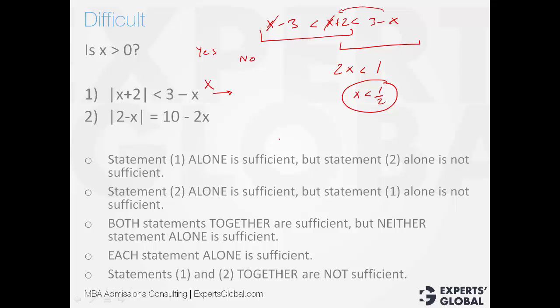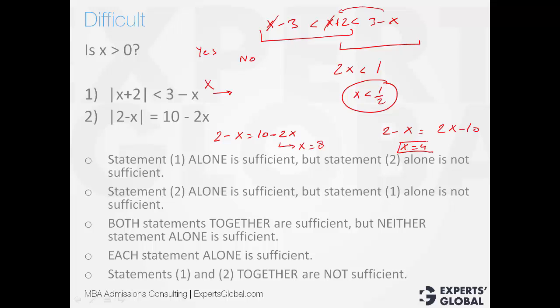Look at statement 2 now. There are two possibilities. One is that 2 minus x itself is equal to 10 minus 2x. And the other possibility is that 2 minus x is equal to negative of this, which is 2x minus 10. This gives you minus 2x comes here, it becomes x, and this gives you x is equal to 8, and this gives you 3x is equal to 12, so this gives you x is equal to 4.